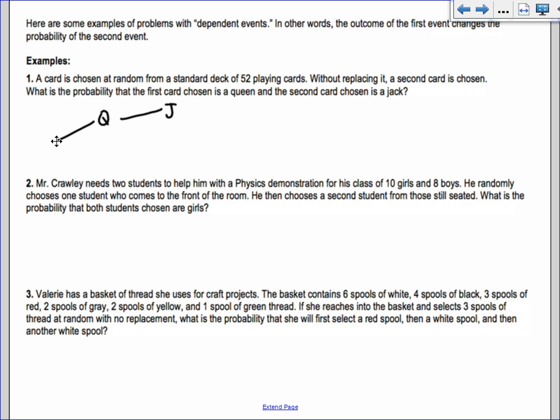Well, the probability of getting a queen was 4 out of 52. But then once we have that, the probability of getting a jack changes, right? What's it going to be? It's 4 out of 51, exactly, because now there's only 51 cards since we've selected that first queen. Does that make sense? So the probability of getting a queen and then a jack is this. You can reduce 4 and 52 and you would get 1 over 13. But I don't think it reduces anymore. So 4 over 13 times 51, which gives us 4 over 663 as our answer.